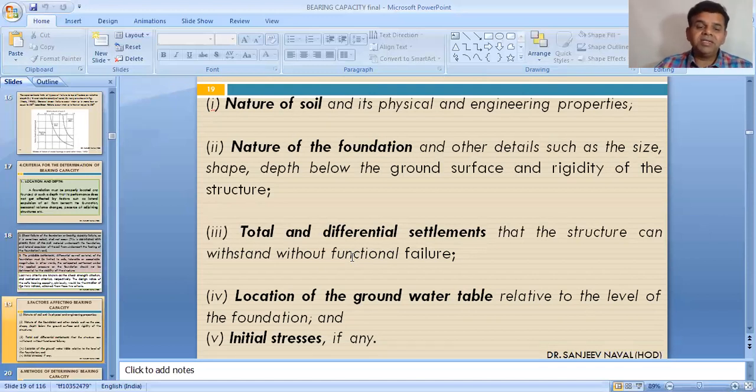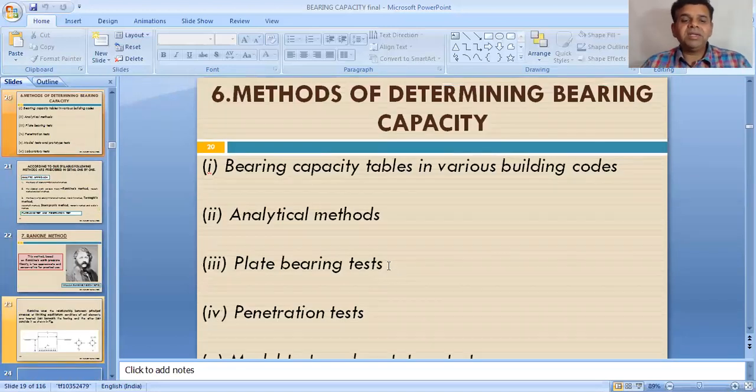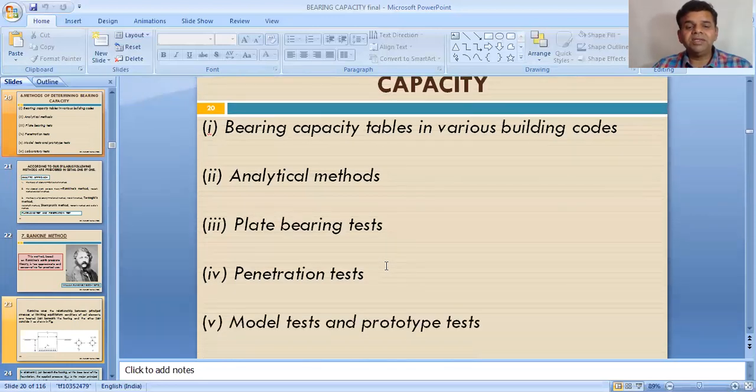And the initial stresses. You must be remembering that we may have over-consolidated clays or soils, or normally consolidated soils, depending upon their historical background. It does affect the bearing capacity of the soils. Now there are 6 methods for determining the bearing capacity of soils.